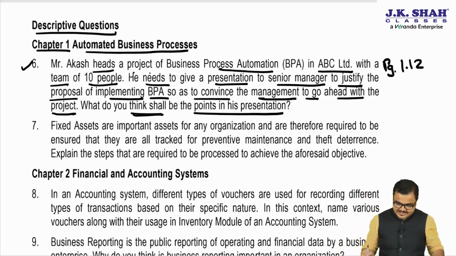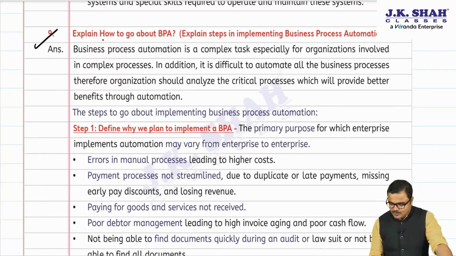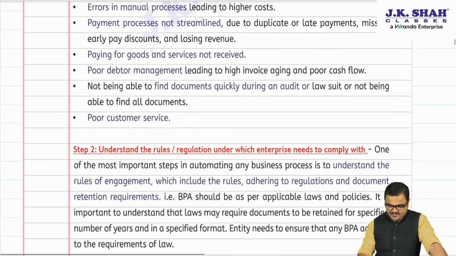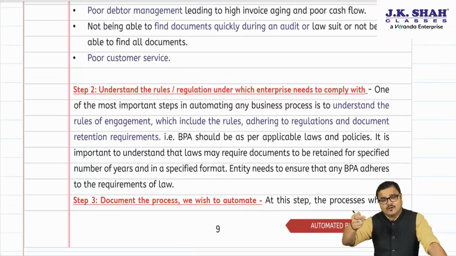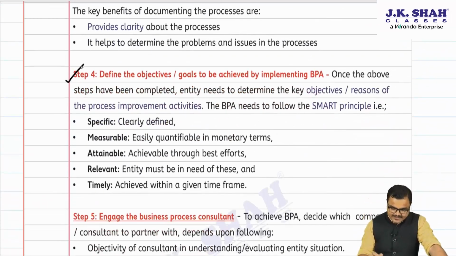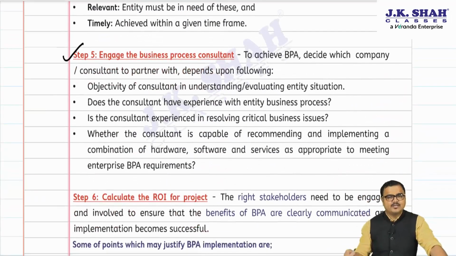Okay, let us discuss it. Question number 9, how to go for a business process automation. As I had already discussed, define why we want to go for a business process automation. These are the reasons for implementing the BPA. Then rules and regulations we need to follow, document the process we wish to automate, define the objectives or goals to achieve by BPA, engage a business process consultant. You require a person with proper knowledge to help you in business process automation.